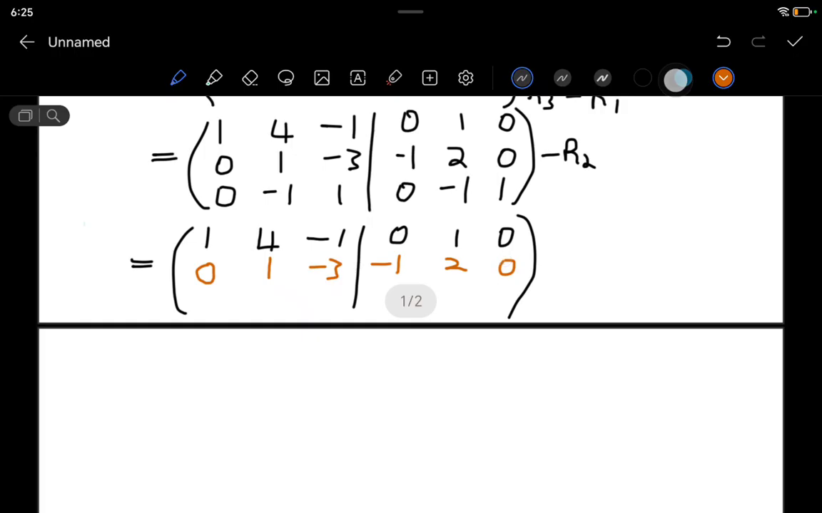Then now I want to change. Remember, after having a leading 1, everything below a leading 1 should be a 0. It means that negative 1 we need to get rid of it. And here's another thing, right?